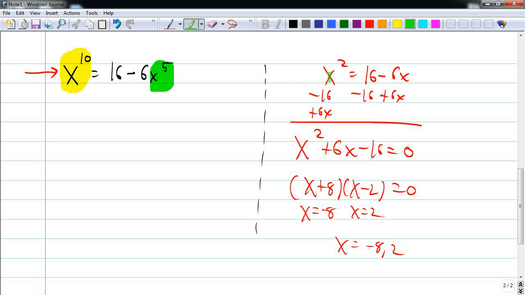Just like in this example, I have x squared and x to the 1st. The exponent of x squared is twice x to the 1st. Just like the exponent of x to the 10th is twice x to the 5th. Let's look at another couple of examples so that we get this idea of a quadratic form, and then we'll solve them all.